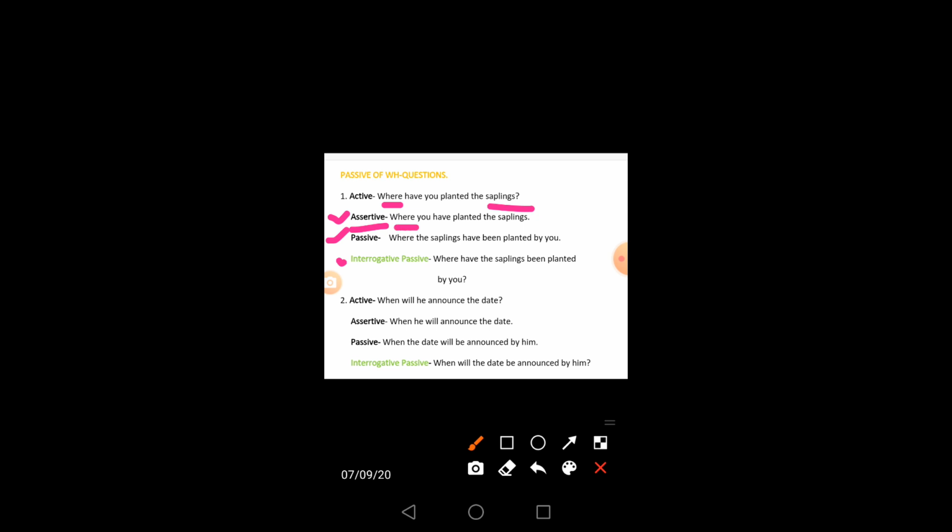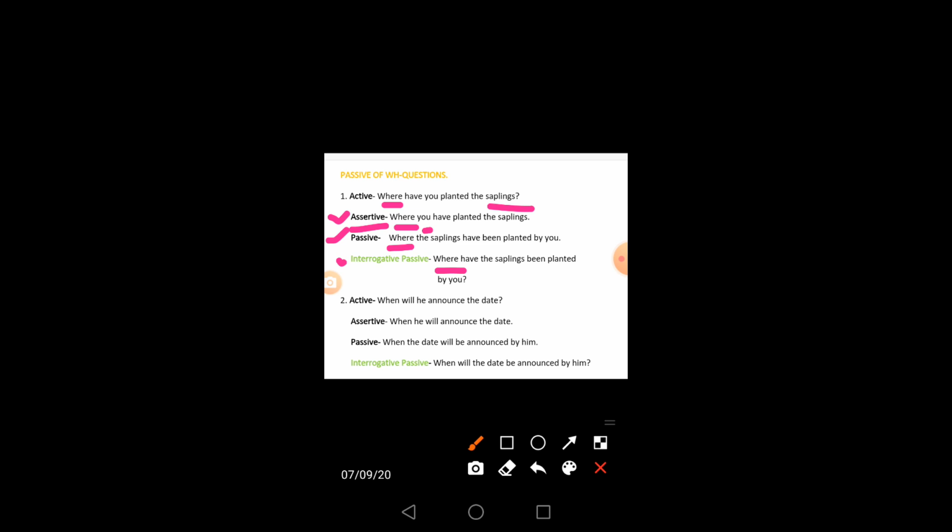In the first step also, where is in its own place. In the second step also, where is in its own place, and in the third or final step also it has not changed its position. So see the first step, where. Now as you are changing this to assertive, you will start with the subject you. So where you have planted the saplings, not have you planted. You will write, where you have planted the saplings. So the first step is done.